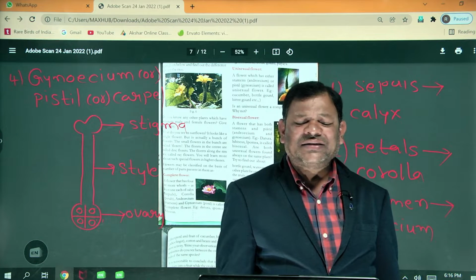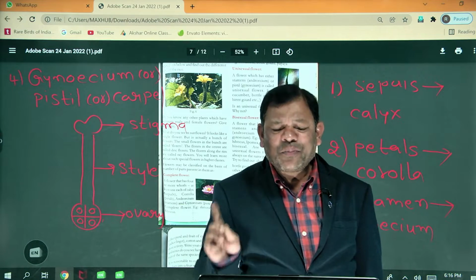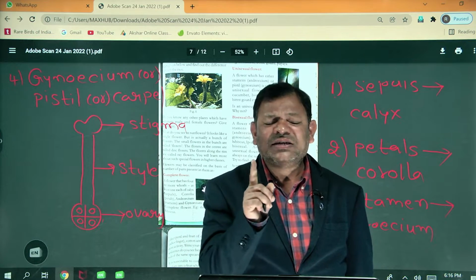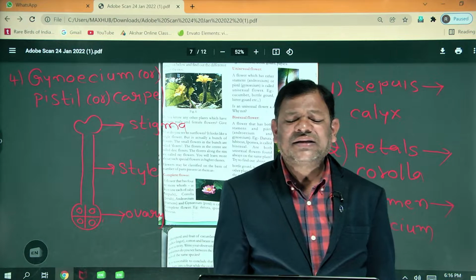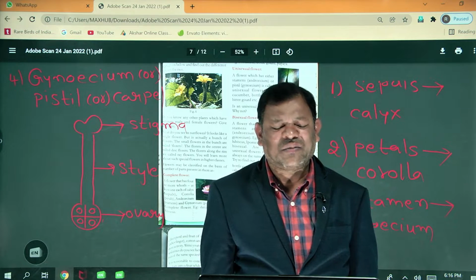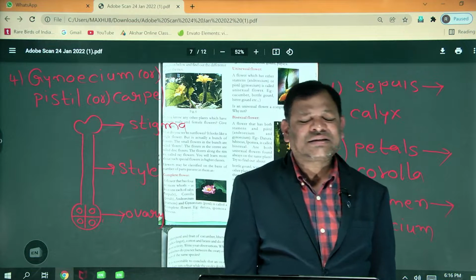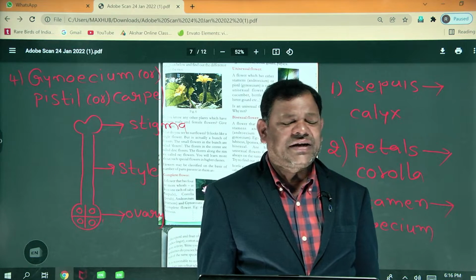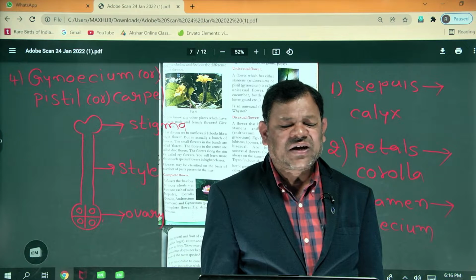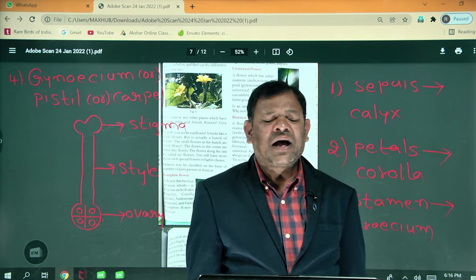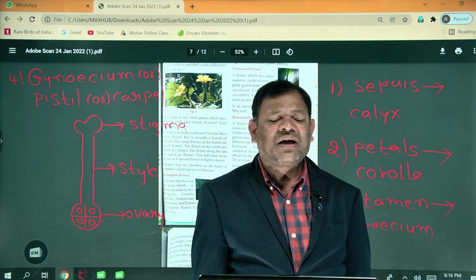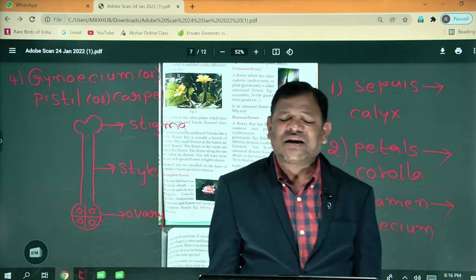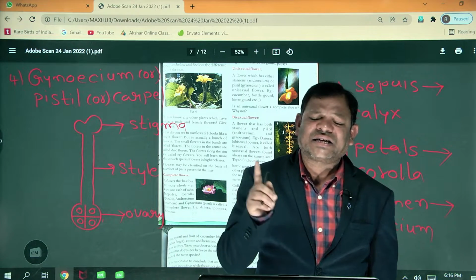In animals, for example, if both the male reproductive part and female reproductive part are present in only a single organism, that is also known as bisexual animals. Do you know bisexual animals? In 8th class already, hermaphrodite. Hermaphrodite means which organism? Both the male reproductive part and female reproductive part are present in only a single organism. That is called hermaphrodite or bisexual animals.